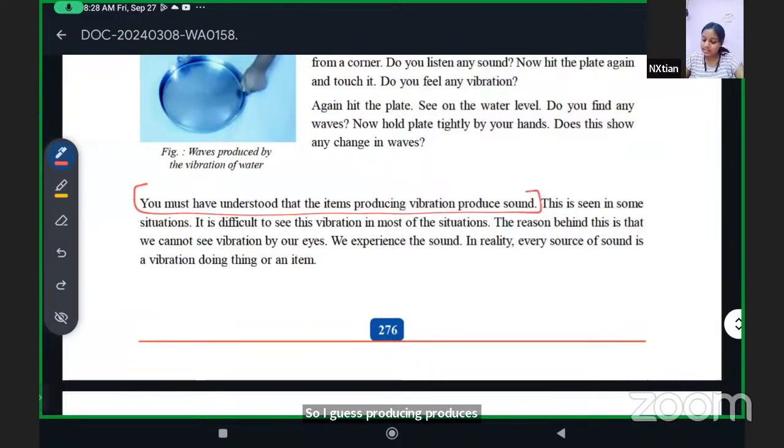sound. This is seen in some situations. It is difficult to see this vibration in most situations. The reason behind this is that we cannot see vibration with our eyes. So sound is produced through vibration. Okay, like when the vibration is happening in something.